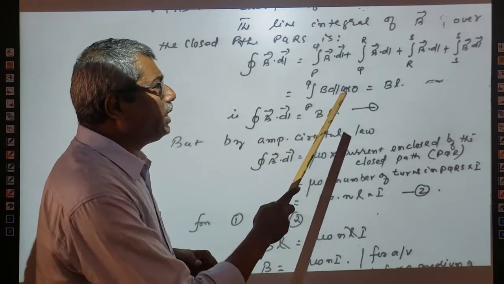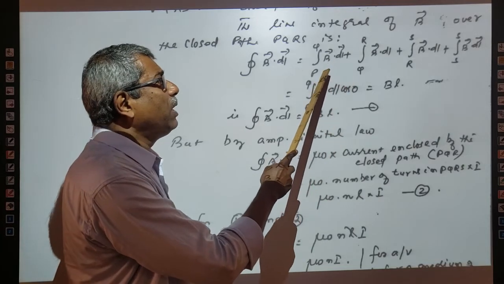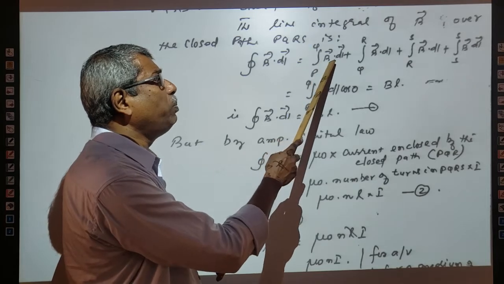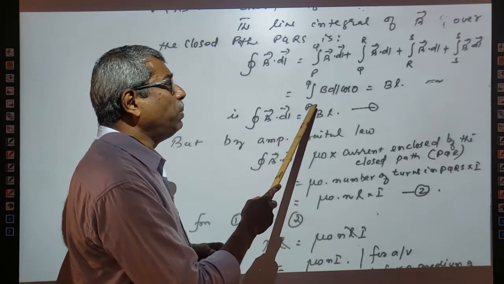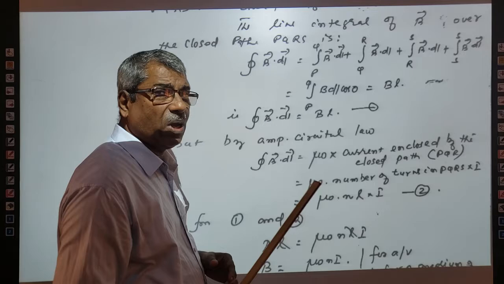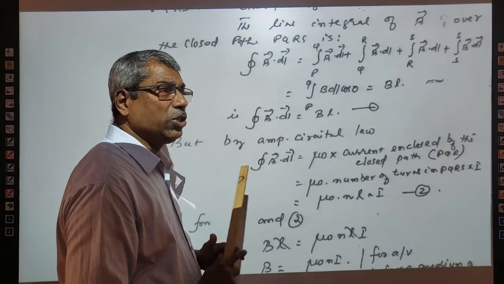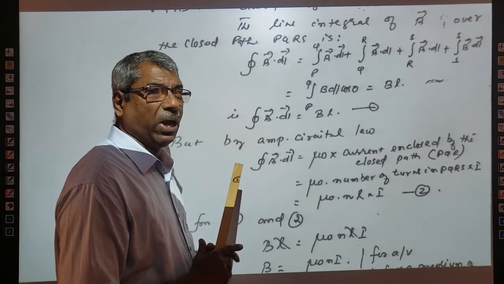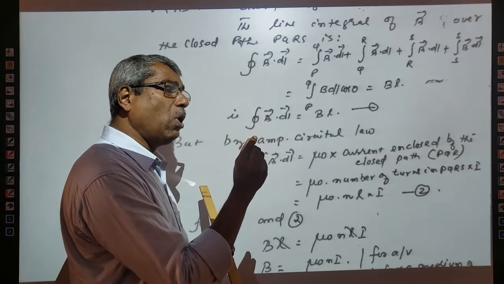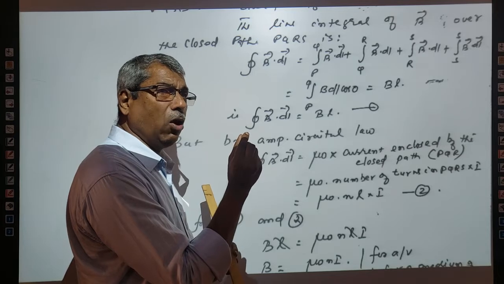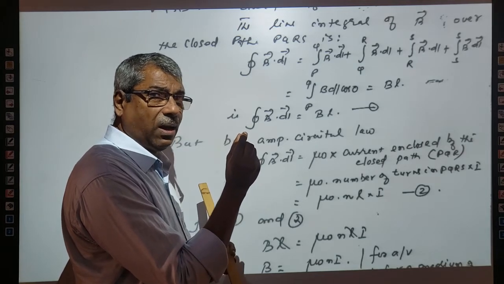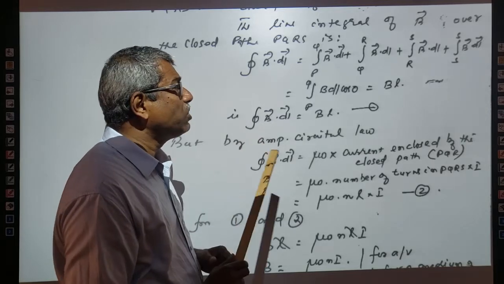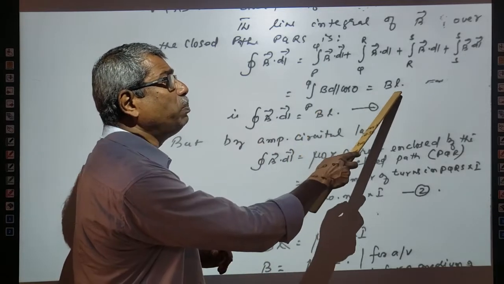The line integral of the magnetic field from P to Q, B·dl, is equal to the integral from P to Q of B dl cos 0. Why cos 0? Because PQ is along the direction of the intensity of magnetic field. Therefore, if you take a small length dl along PQ, that dl and B are in the same direction, therefore theta is equal to 0. That is equal to B into L.